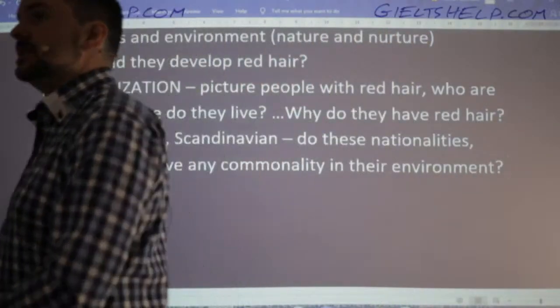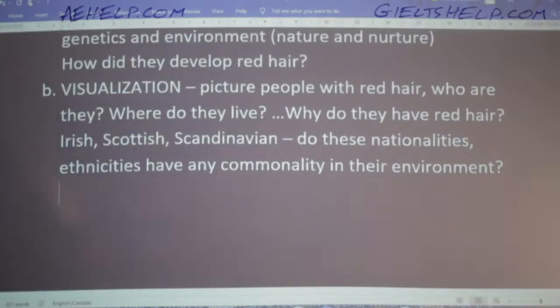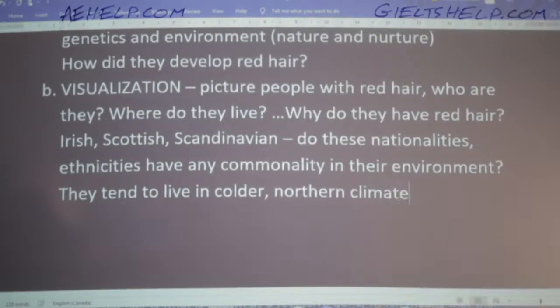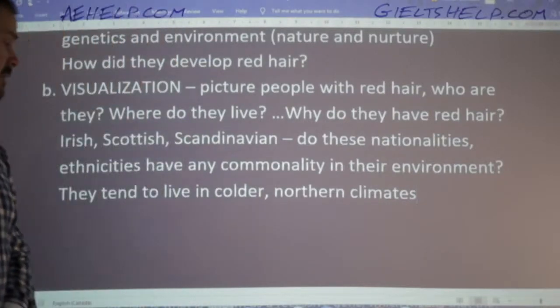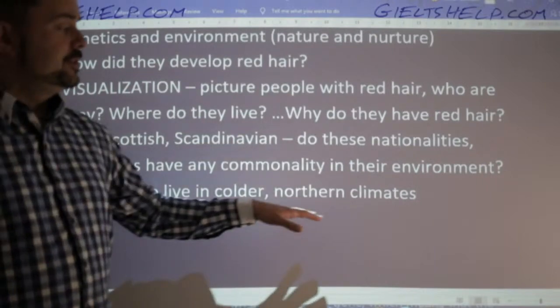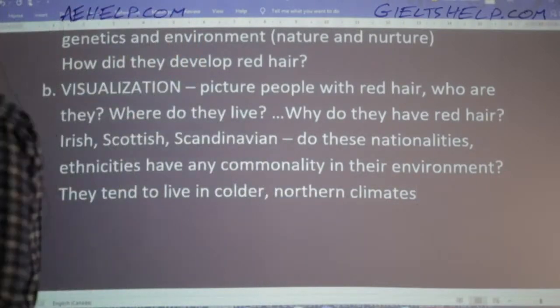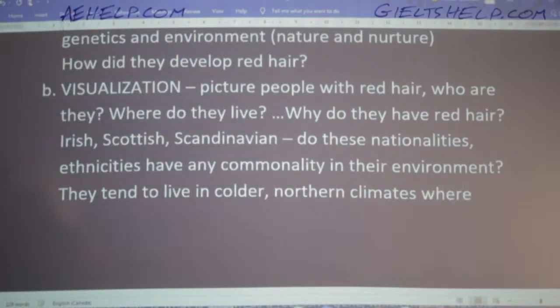So Carolina says they live in colder climates. Okay. Yeah, so they tend to live in colder northern climates where there is less sunlight. Yeah, exactly.